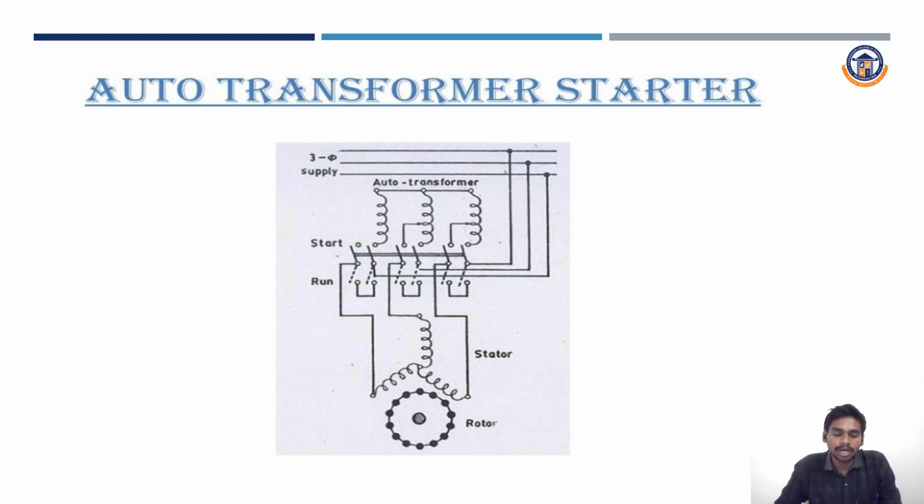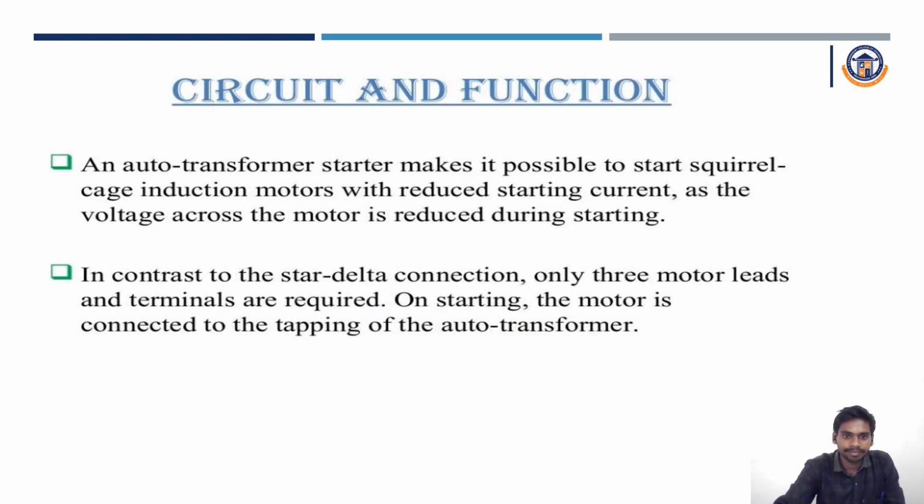The auto transformer starter also reduces the high starting current using the transformer windings. Circuit and function: an auto transformer starter makes it possible to start a squirrel cage induction motor with reduced starting current, as the voltage across the motor is reduced during starting. In contrast to the star delta connection, only 3 motor leads and terminals are required. On starting, the motor is connected to the tapping of the auto transformer.